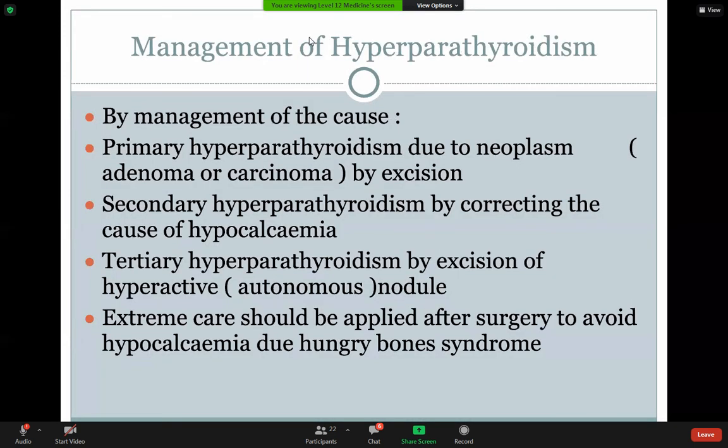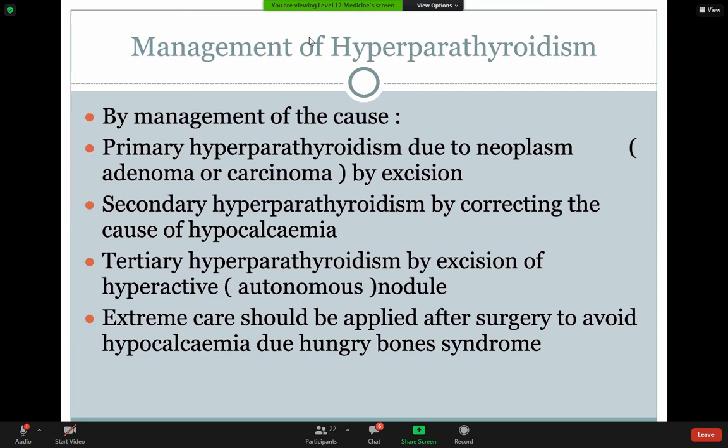How do we manage it? Management is by treating the cause of it. So primary hyperparathyroidism is due to a neoplasm or adenoma or carcinoma. So that needs surgical excision by a general surgeon. Secondary hyperparathyroidism is treated by correcting the cause of hypocalcemia. Tertiary hyperparathyroidism is treated by excision of the hyperactive autonomous nodule.